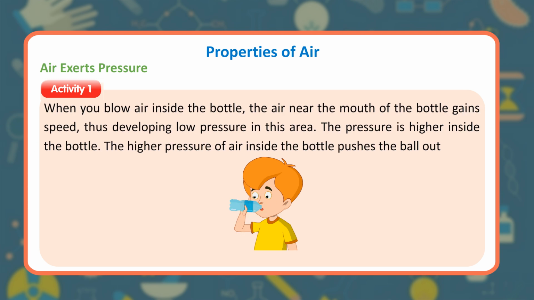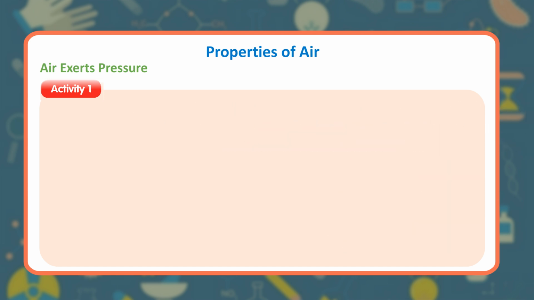When you blow air inside the bottle, the air near the mouth of the bottle gains speed, thus developing low pressure in this area. The pressure is higher inside the bottle. The higher pressure of air inside the bottle pushes the ball out. Activity. Pressure reduces when air moves with high speed.